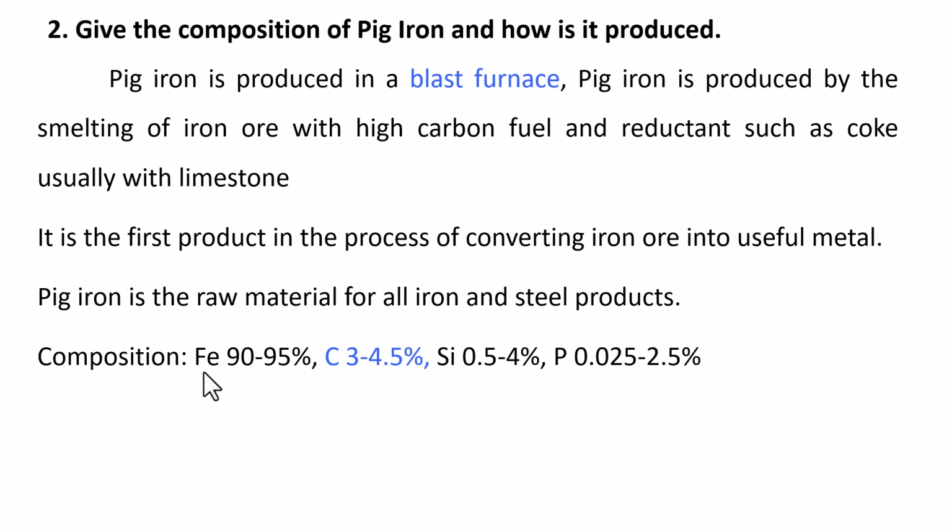The composition of the pig iron is, it consists of 90 to 95% of iron, 3 to 4.5% of carbon. That is very important. Sometimes it is asking what is the carbon percentage in pig iron. That is 3 to 4.5 percentage. Silicon is approximately 0.5 to 4 percentage. Phosphorus 0.025 to 2.5 percentage.